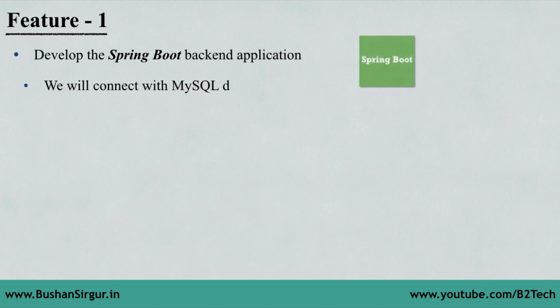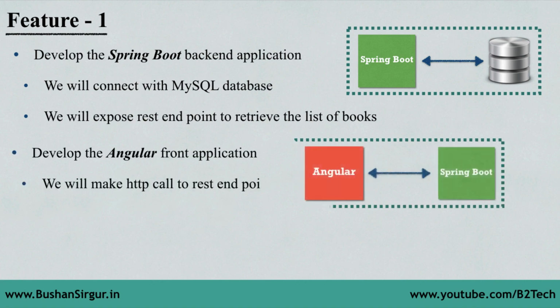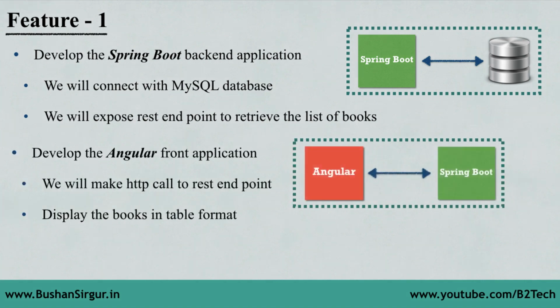So here is the plan for feature 1. We're going to develop a Spring Boot backend application, and then we'll connect it to a MySQL database, and we're going to expose a REST endpoint to retrieve the list of books. Then we're going to create an Angular frontend application, and we will make an HTTP call to the REST endpoint which is provided by Spring Boot, and then we're going to display the list of books in an HTML table.